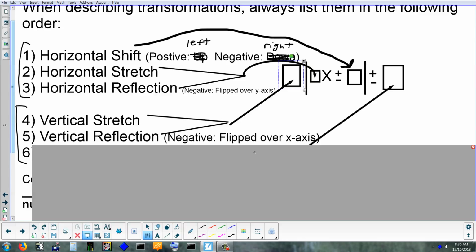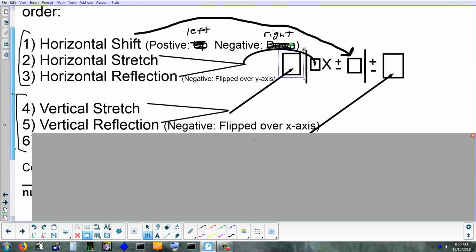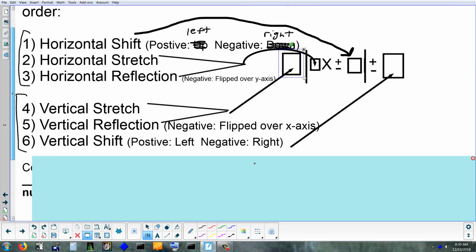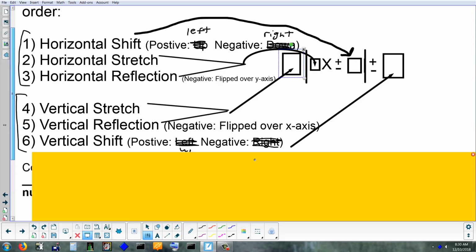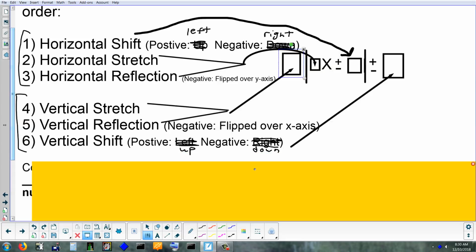You don't have to say anything about a vertical reflection. All you'd have to write is flipped over the x-axis. You just have to write those 4 things. And what's the last vertical transformation we haven't said yet? Vertical shift. So your positive is up. And if it's on the outside, there's nothing opposite about that. And negative is down. Positive up, negative down.